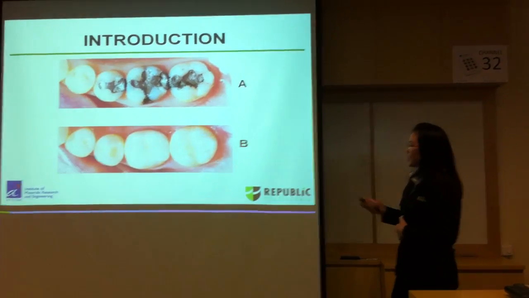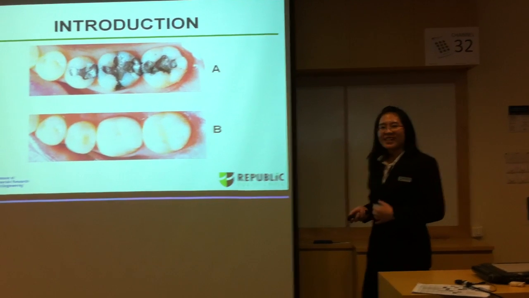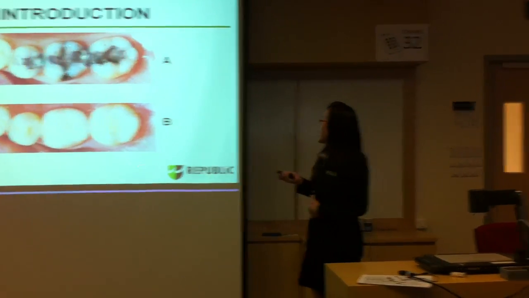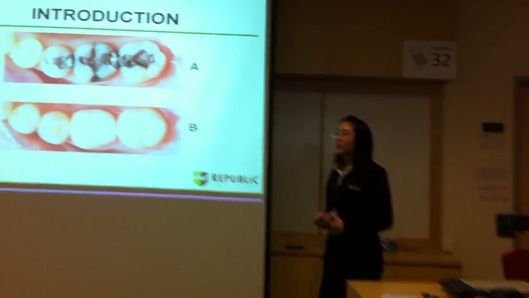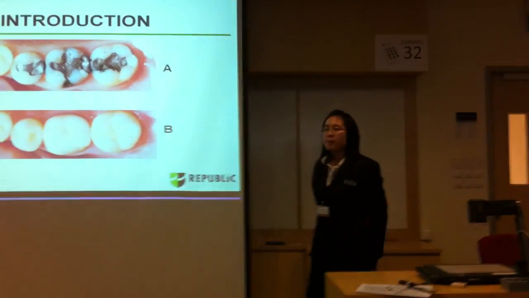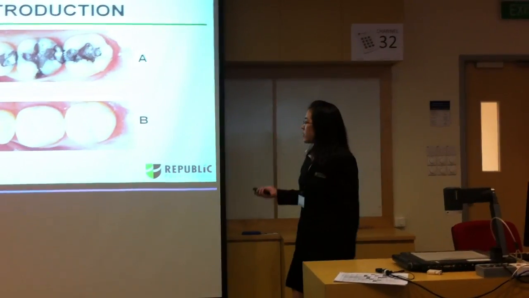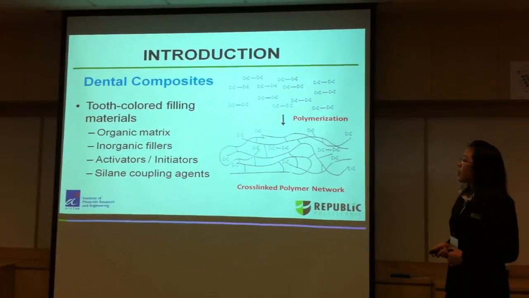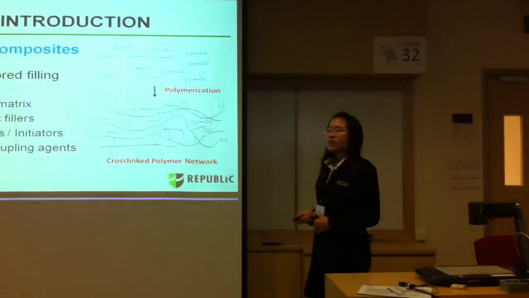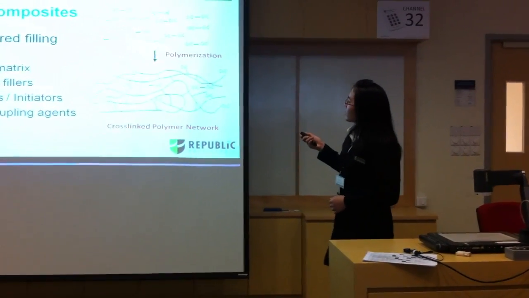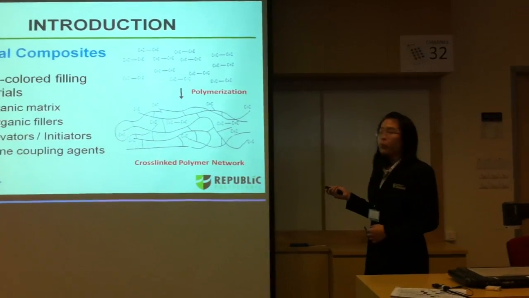Elderly people, yes. But we also recommend elderly people to have these good aesthetic dental materials. Despite the aesthetic properties, this B, which is dental composites, also has good mechanical properties. And hence, this project focuses on dental composites, to find out the polymerization shrinkage as well as the mechanical properties. So, what are dental composites? Dental composites are tooth-colored filling materials which consist of organic matrix, inorganic fillers, activators or initiators, and silane coupling agents. They will undergo polymerization and form a cross-linked polymer network.